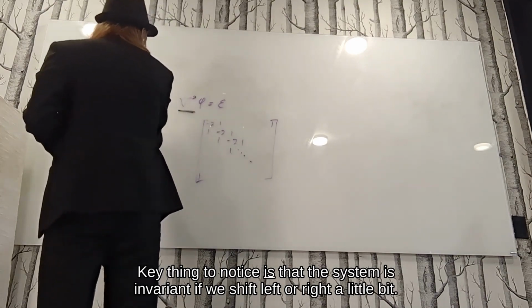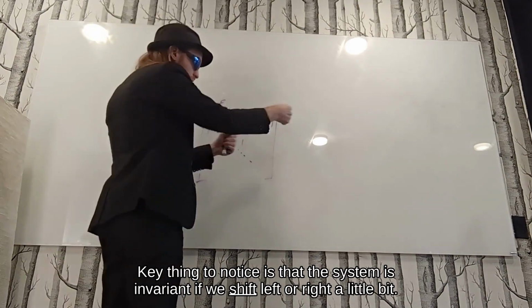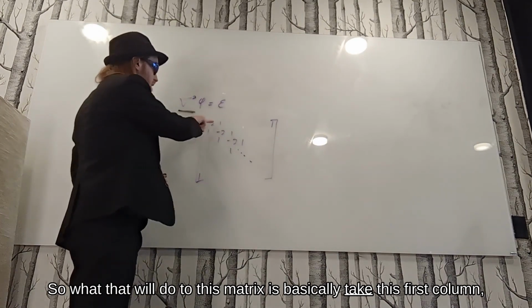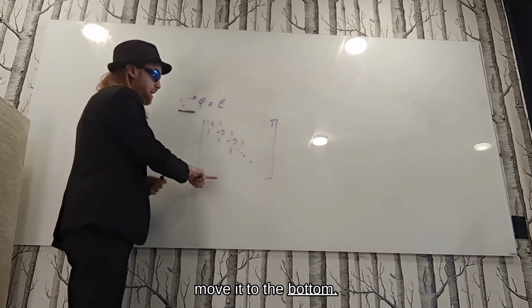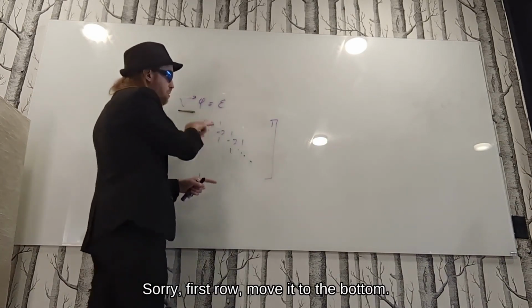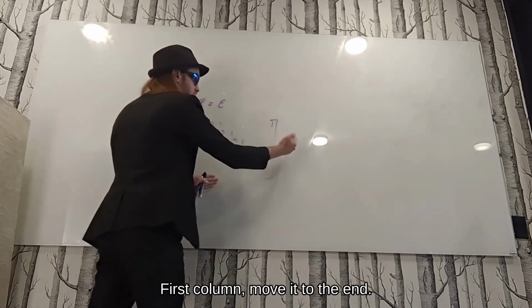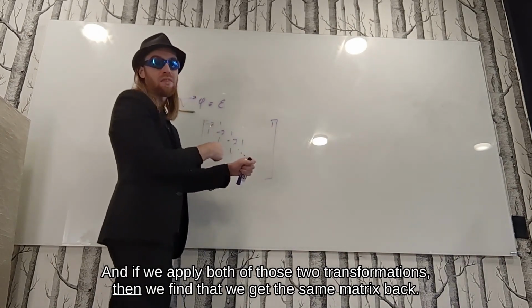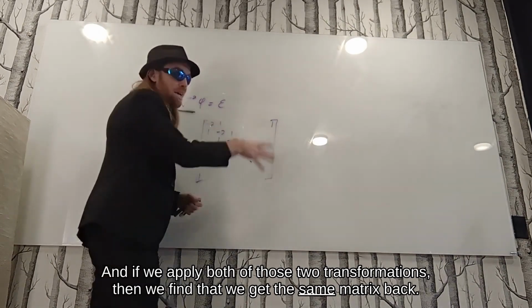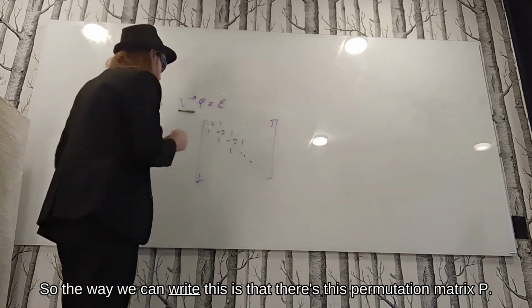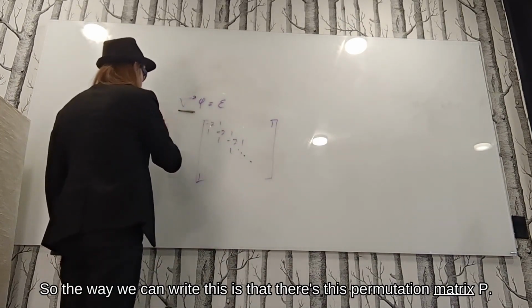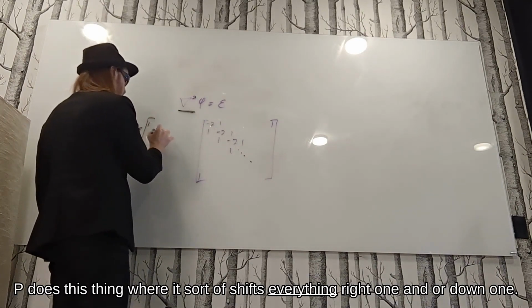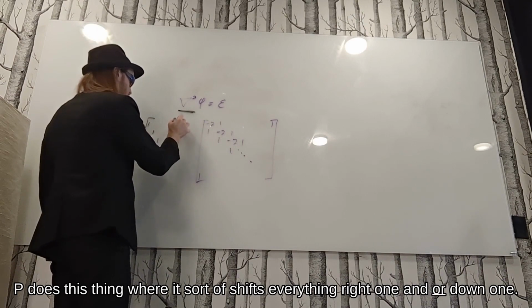The key thing to notice is that the system is invariant if we shift left or right a little bit. So what that will do to this matrix is basically take the first column and move it to the end, and take the first row and move it to the bottom. And if we apply both of those two transformations, then we get the same matrix back. So the way we can write this is that there's this permutation matrix P. P shifts everything right one or down one.